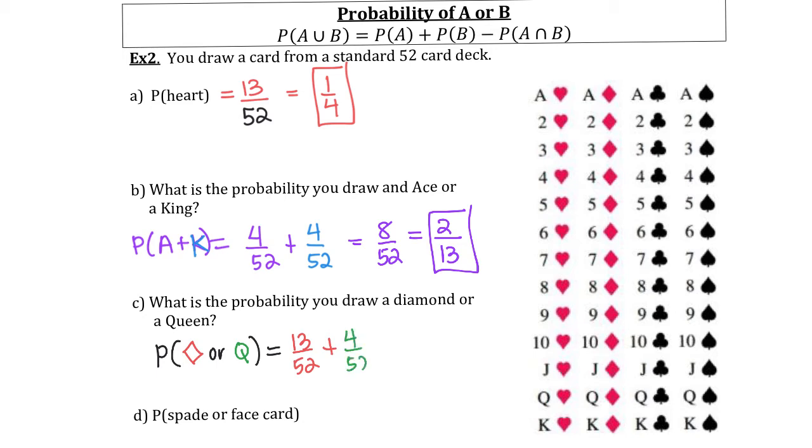Now I do need to subtract any intersecting values. Are there any diamonds that are also queens? Yes, there's this one right here. So I'm going to subtract off that one value, because I counted it in the diamonds and I counted it in the queens, so it got double counted. Let me simplify. 13 plus 4 minus 1 is 16 over 52, divide by 4, I get 4 out of 13.